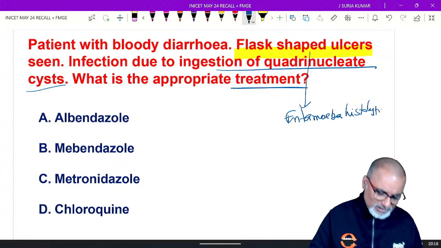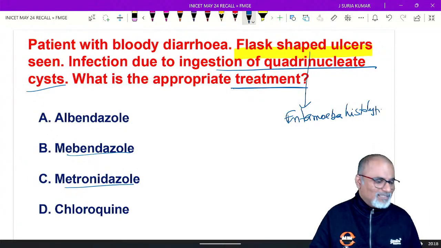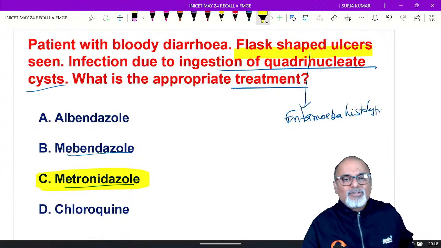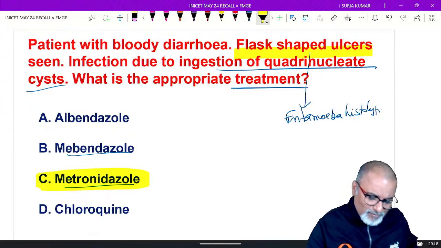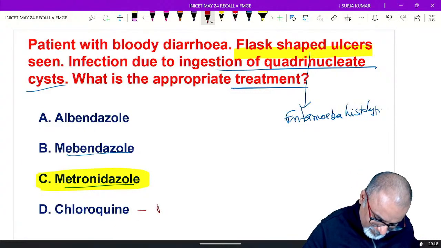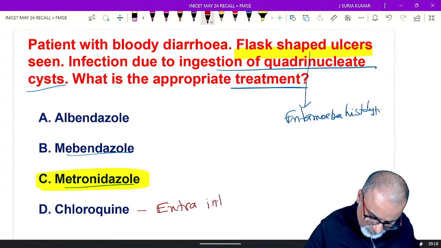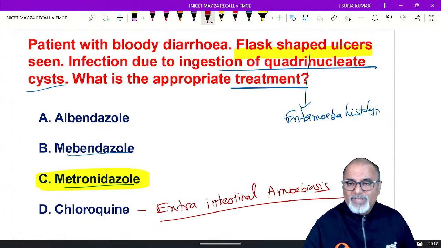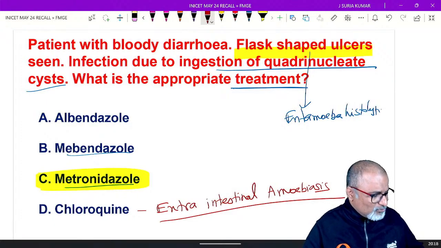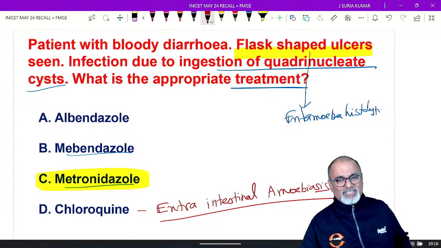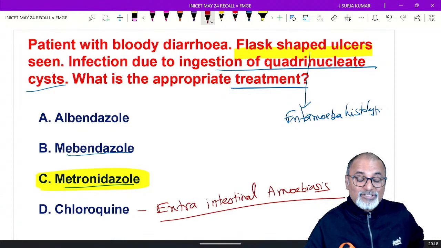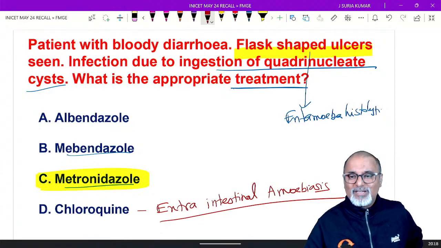What our people do is they get confused in the exam between mebendazole and metronidazole, as they look similar. Relax, you can answer. It is metronidazole. Chloroquine we can give only for extraintestinal amoebiasis. Albendazole and mebendazole we mainly give for helminthic infections, intestinal nematodes like Enterobius, Trichuris, Ascaris, Ancylostoma, all those.